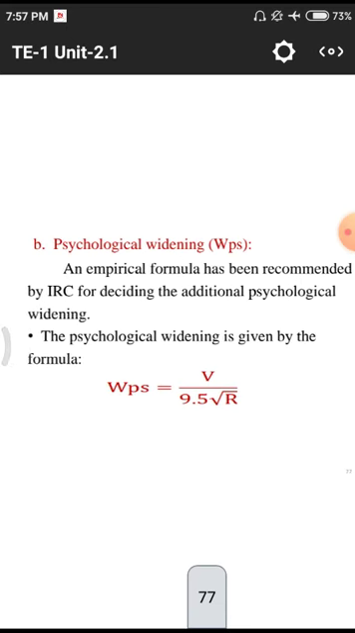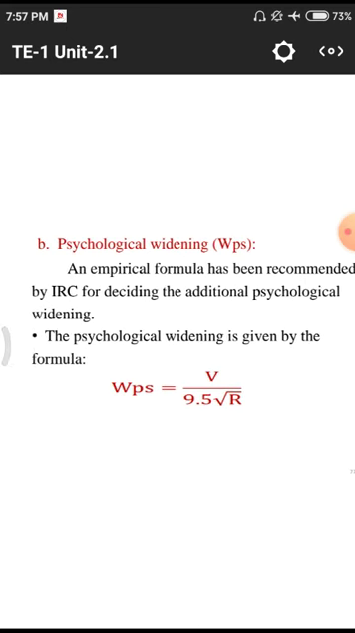After that we have the physiological widening. Okay, this Wps is the widening with respect to physiological principles, so we will discuss with Wps. It mainly depends upon velocity and radius. That means in physiology we consider only velocity, not all the other terms, velocity and radius. So we consider V by 9.5 root R, as recommended by the Indian Roads Congress.